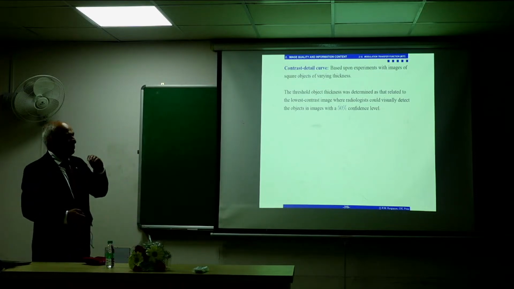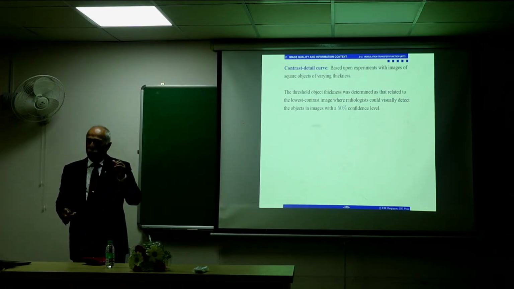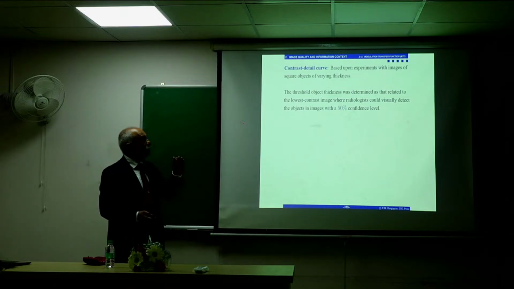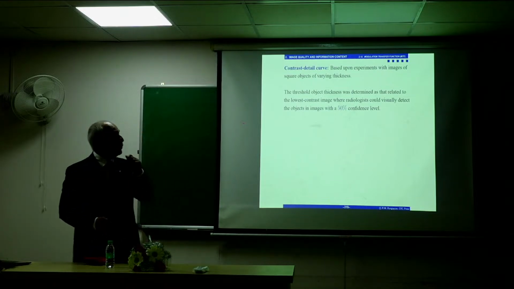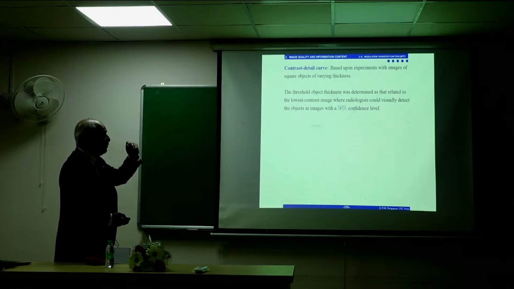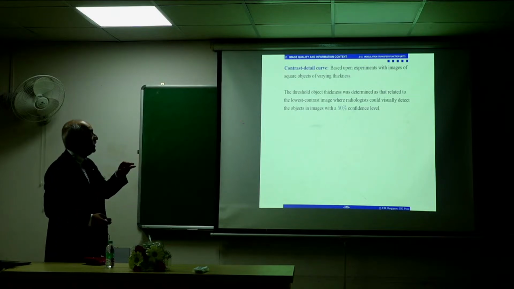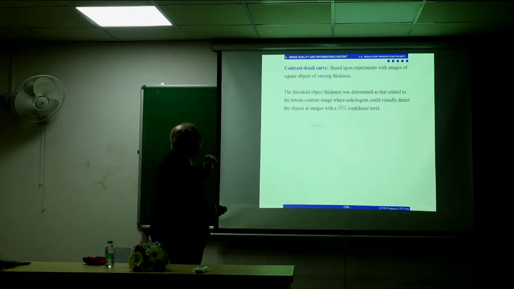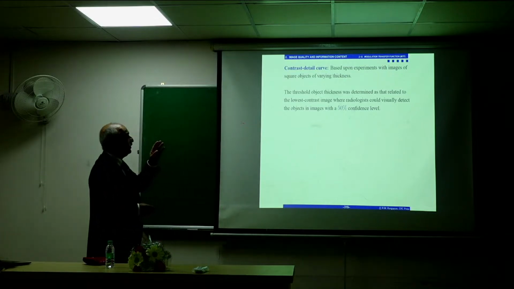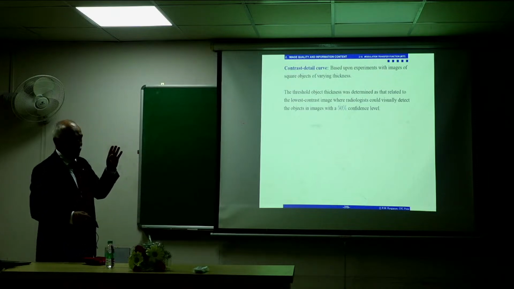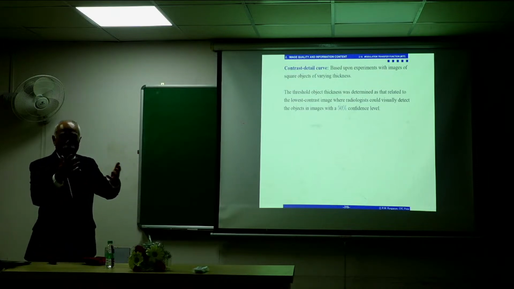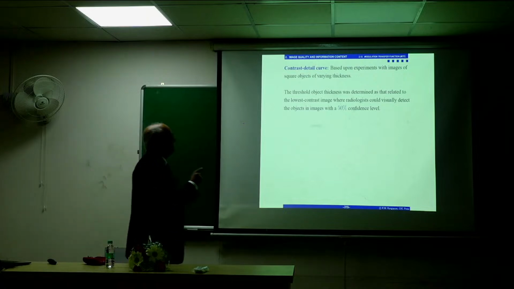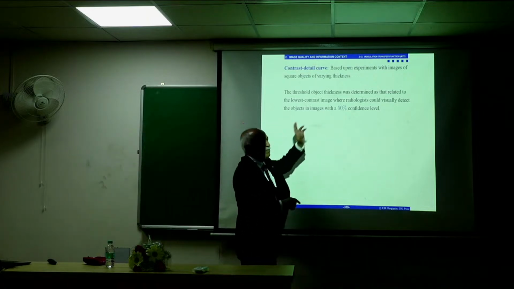There is another type of representation of image quality in terms of contrast detail. It's based upon experiments with images of objects, square or circle or something. The threshold object thickness is determined as that related to the lowest contrast image where a radiologist or whosoever is using the image could visually detect the objects with a 50% confidence level.